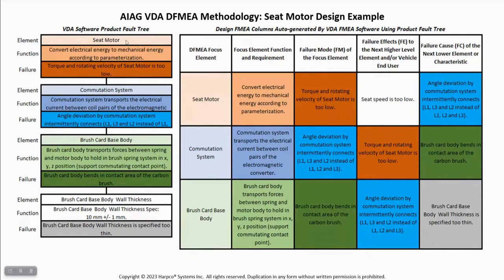So in our case, our three elements: the top level element is going to be our seat motor. The next level is going to be our commutation system, and the next level is this brush card body, okay? And we'll just do the commutation system. So if we come down here, here's the commutation system. We take these three elements here, we put them here. We go up one level to get our effect. We go down one level to get our cause.